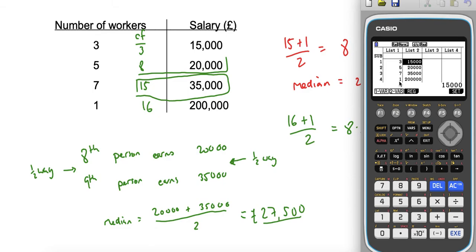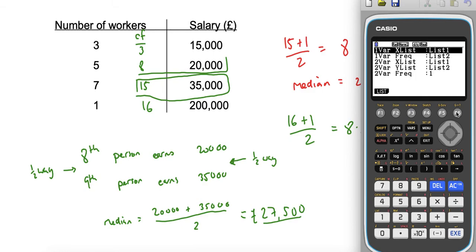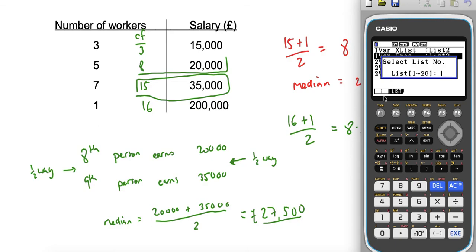So the reason this has gone wrong is because when it's calculated my variables, it's said that my mean is 2.185. The reason it's done that is because it said there's 15,000 threes and 20,000 fives and 35,000 sevens and 200,000 ones. You don't need to redraw the whole table. Simply, in your settings, change your X list to be list number 2 and change your frequency list to be list number 1. All right.